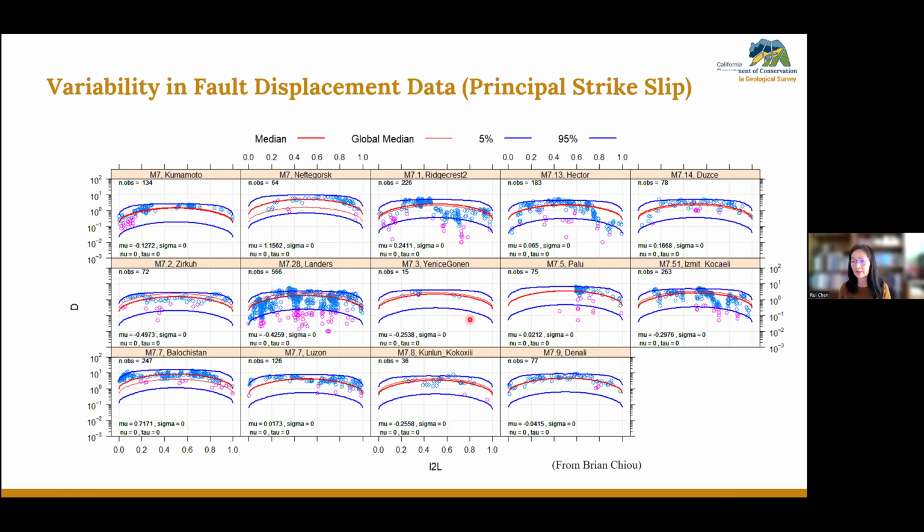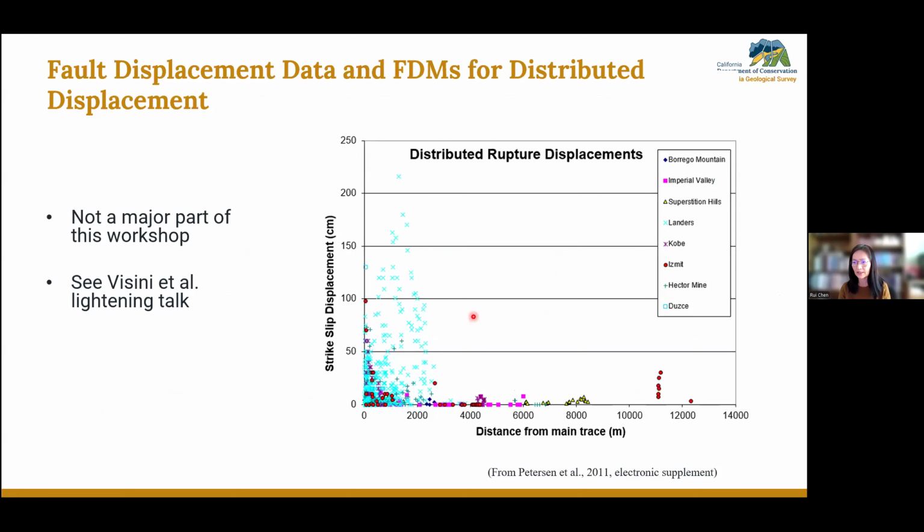and they also predict more reasonable displacement, especially for low probability levels, exceedance probability levels. This is an example data set for distributed displacement. It is plotted against the rupture distance.